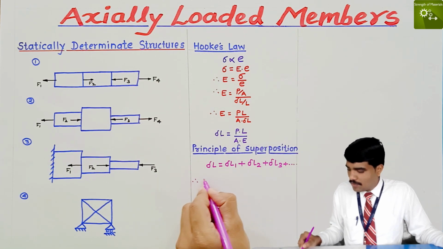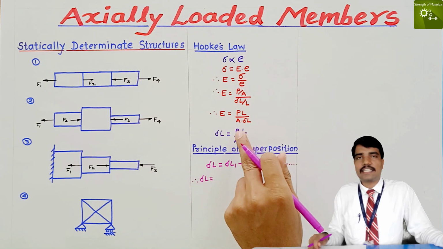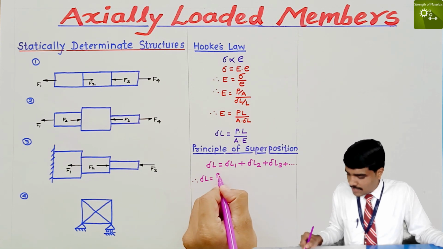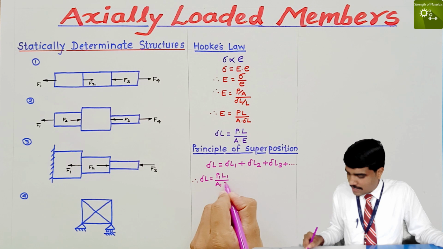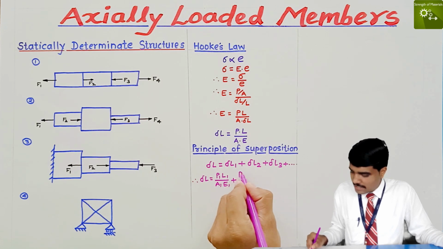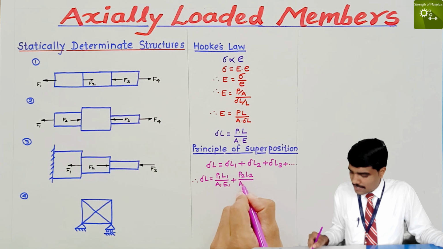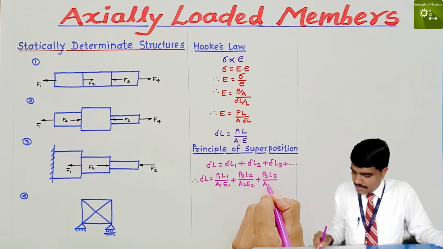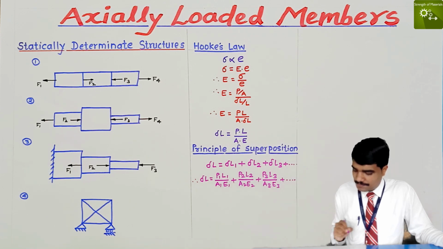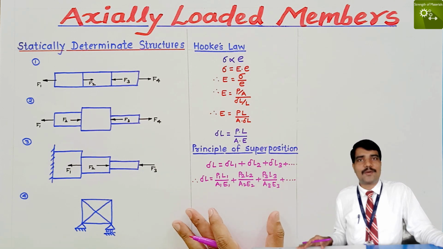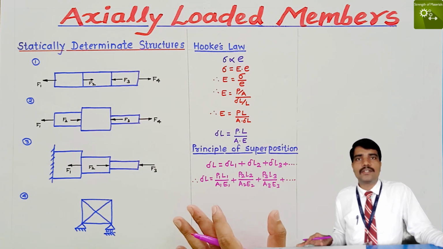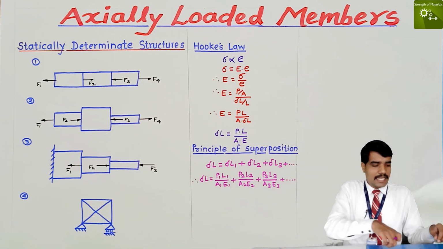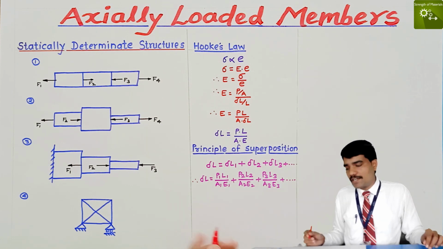And we know what the change in length is. Change in length is nothing but PL divided by AE. Then the change in length in the first part is P1 L1 divided by A1 E1, plus the change in length in the second part, P2 L2 divided by A2 E2, plus the change in length in the third part, P3 L3 divided by A3 E3, and so on. So by using the principle of superposition, we find the total elongation or contraction produced in that axially loaded member. But there are some sign conventions.